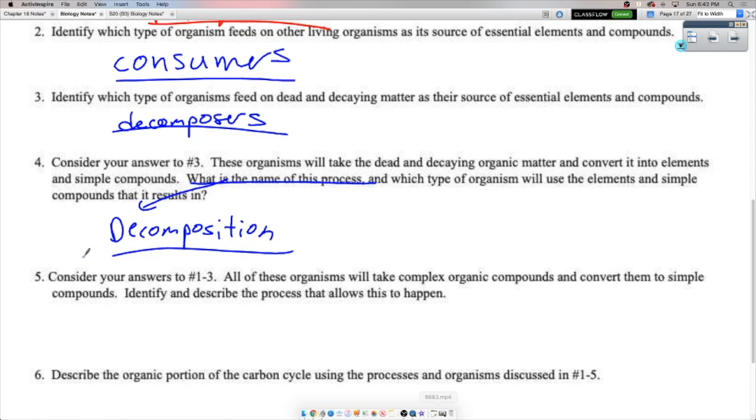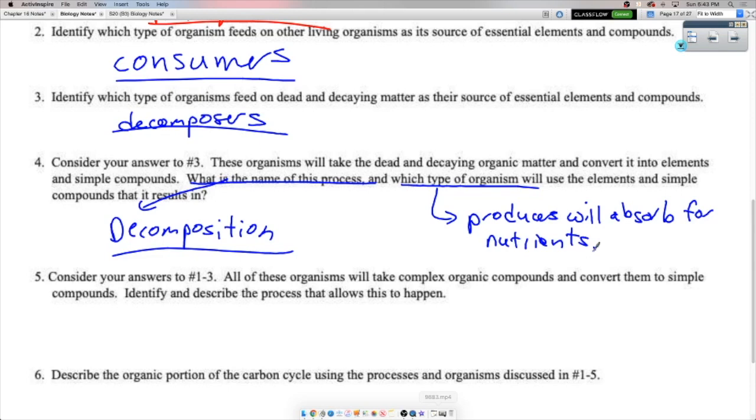Which type of organism will use the elements and compounds that it results in? So what benefits from decomposers breaking down stuff into simple nutrients in the soil? Who's going to use those nutrients in the soil? Plants, right? With their roots, they're going to absorb them. Producers, okay? That's why worms and mushrooms and stuff like that are very healthy for a garden. They break dead stuff down into essentially natural fertilizer, right? Okay, consider your answers to number 1, 2, 3. All of these organisms will take complex organic compounds and convert them to simple compounds. Identify and describe the process that allows that to happen.